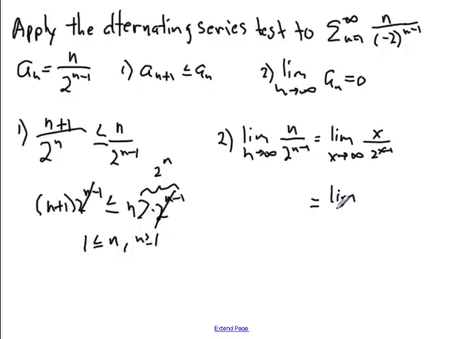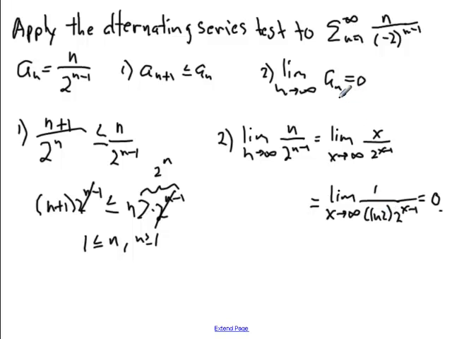Now, applying L'Hopital's rule here, we get the derivative of x, which is 1, and then the derivative of the power function 2 to the x minus 1. That is ln 2 times 2 to the x minus 1. Now, if we let x go to infinity here, the numerator stays 1, but the denominator is going to increase without bound. And so our limit is going to be equal to 0. And that does it. That proves it.